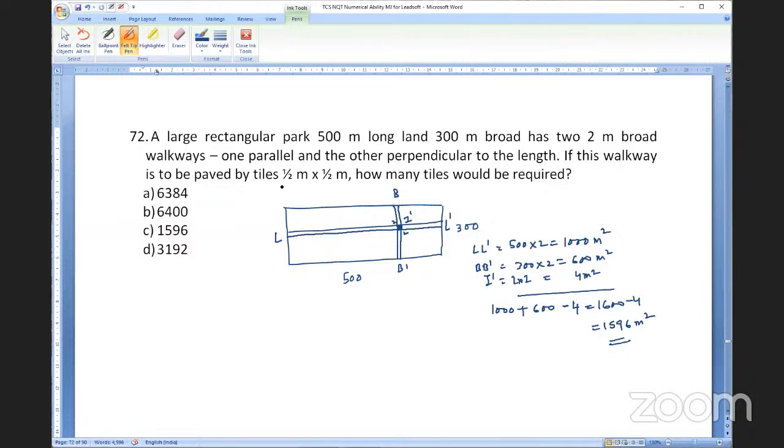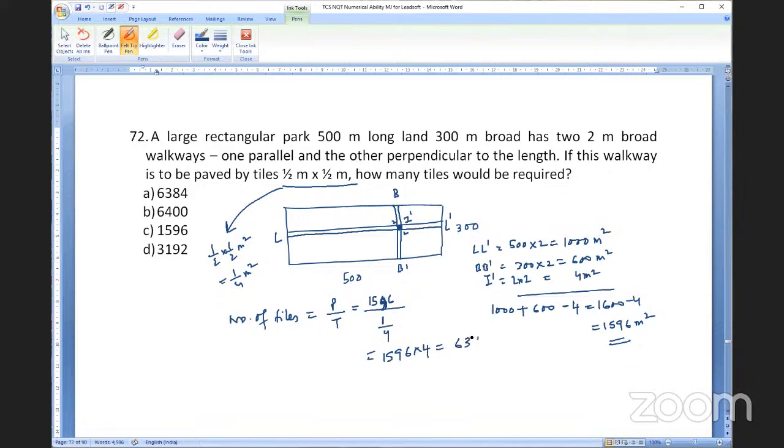Clear? Now, what is the area of one tile? Area of one tile is half into half meter square, that is 1 by 4 meter square. So number of tiles required is area of pathway divided by area of one tile. 1596 divided by 1 by 4. That is 1596 into 4. 6384 tiles would be required. Option A is the pick.